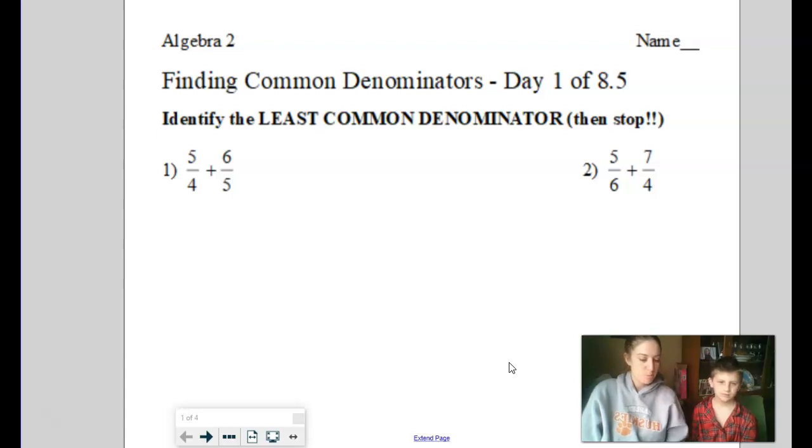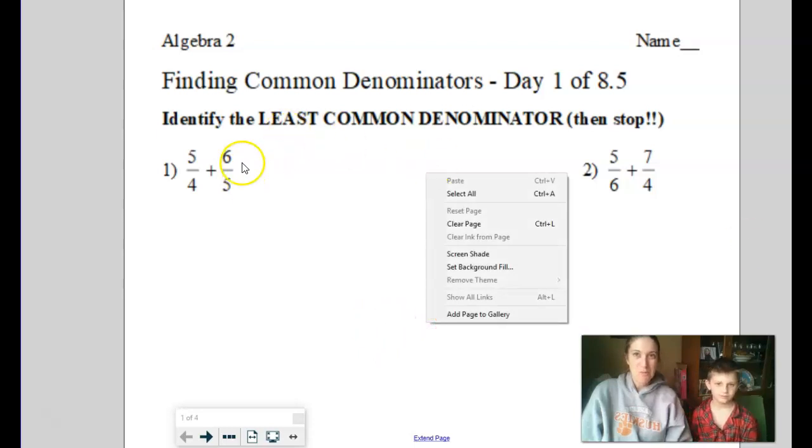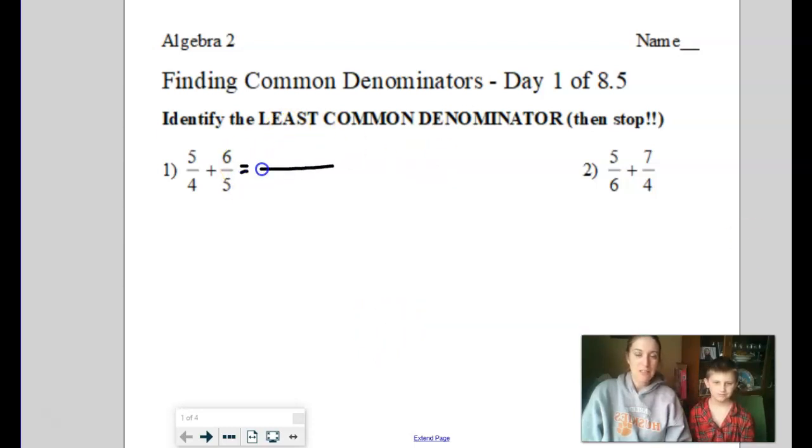Now, they don't explain anything to you when you're in 5th grade as far as why you're doing things. So maybe you're looking at this question and you can already tell what the least common denominator is.